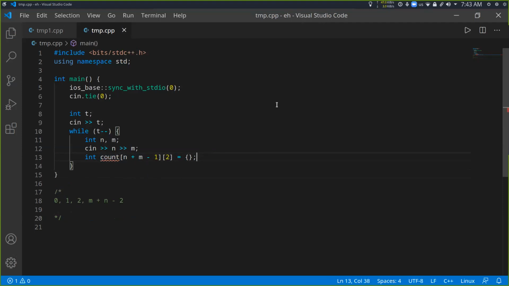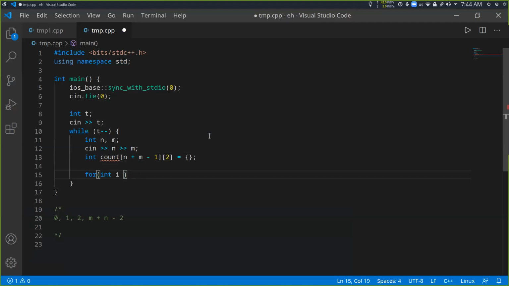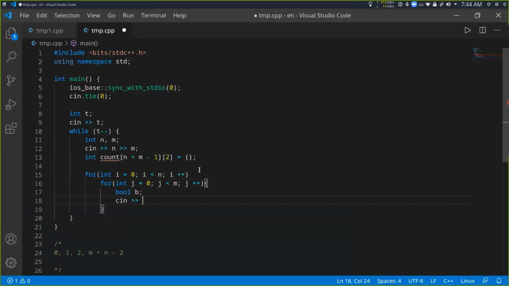Now we want to actually fill this array. First we'll take the input matrix. The matrix will have n rows and m columns, so we'll make a nested loop that goes n times m times. So now we are looping, making n times m operations, and then I'm taking a binary number.